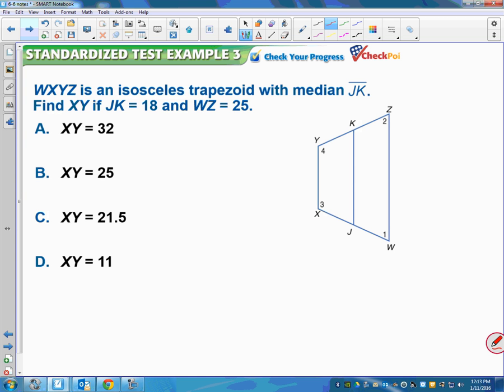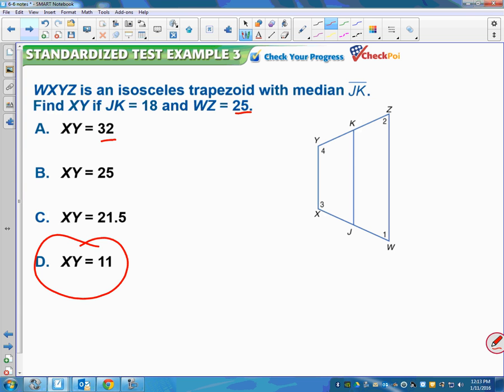I got D. Did you get D? I did. I worked backwards in my head, and I kept adding 25 and this number, and then taking half of it. Right? That's how it works. 25 plus 11 is 36, and half of 36 is 66. So you just gotta know that formula.